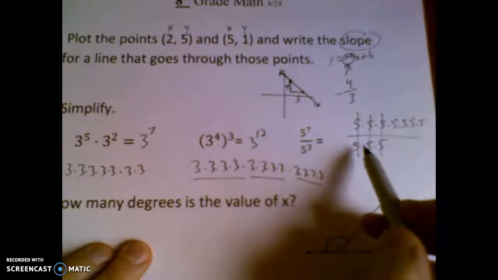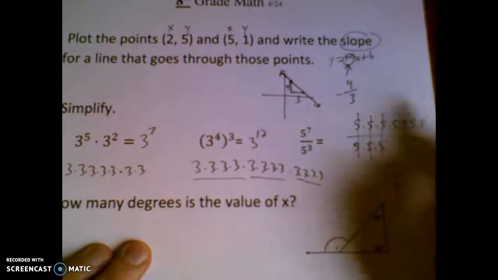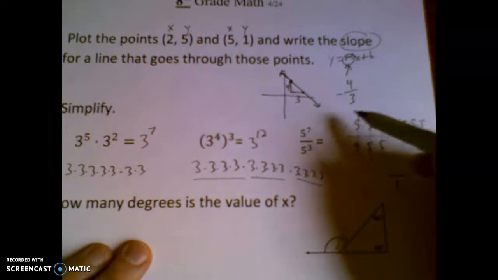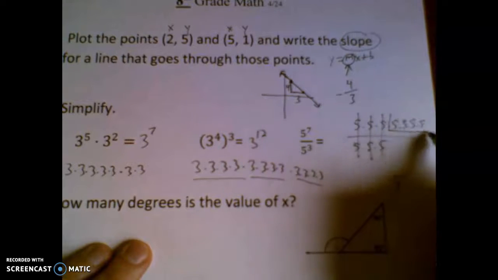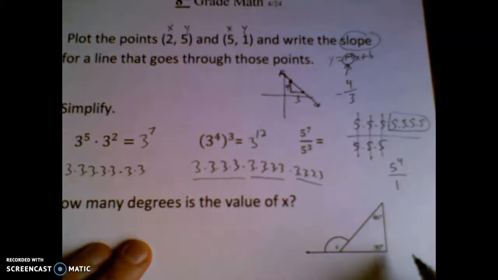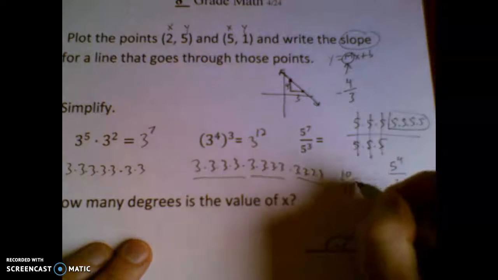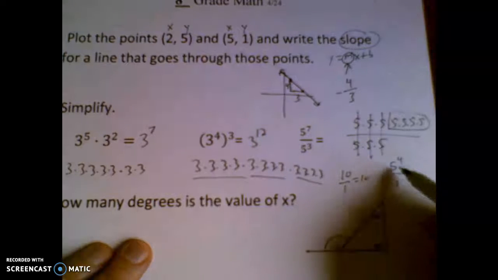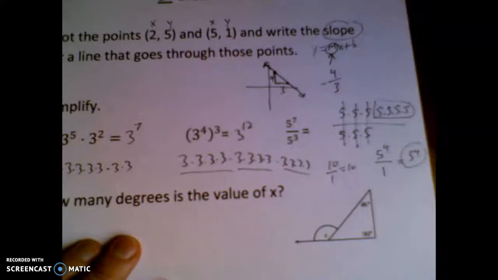So on the bottom, I have 1 times 1 times 1. And on the top, I have 1 times 1 times 1 times all of this. But times 1 doesn't change your value. So all I have to do is focus on this right here, which means 5 to the 4th power. And just like if you had a fraction of 10 over 1, that's the same thing as the number 10. Here, if you have 5 to the 4th over 1, that's the same thing as 5 to the 4th power.